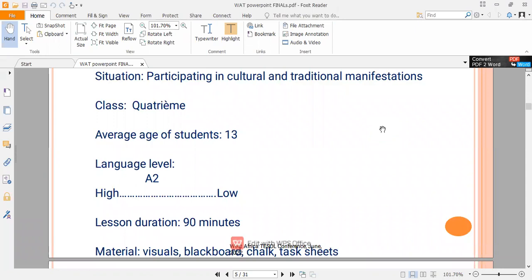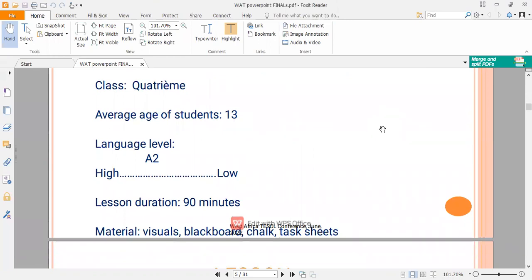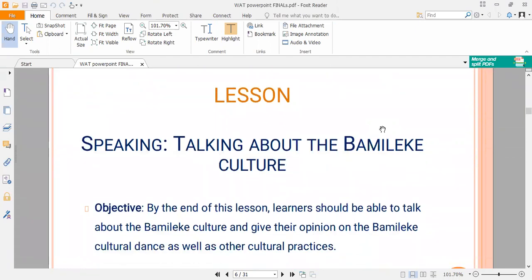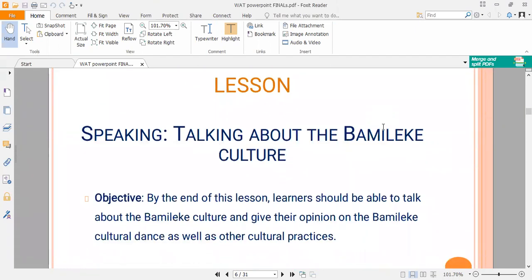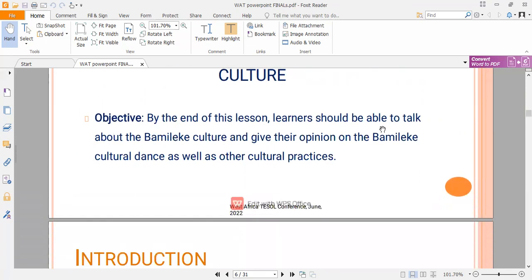The average age of our learners was 13, and their language level is A2, meaning they can communicate using basic vocabulary and basic language structures. In our next slide, our next slide gives details about the lesson title, talking about the Bamileke culture, and the objective of our lesson was to prompt learners to be able to talk about the Bamileke culture and give their opinion as well on the Bamileke cultural dance and other cultural practices.